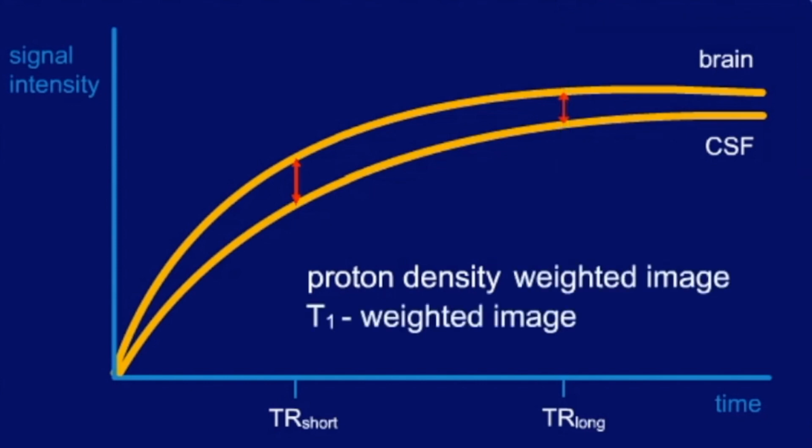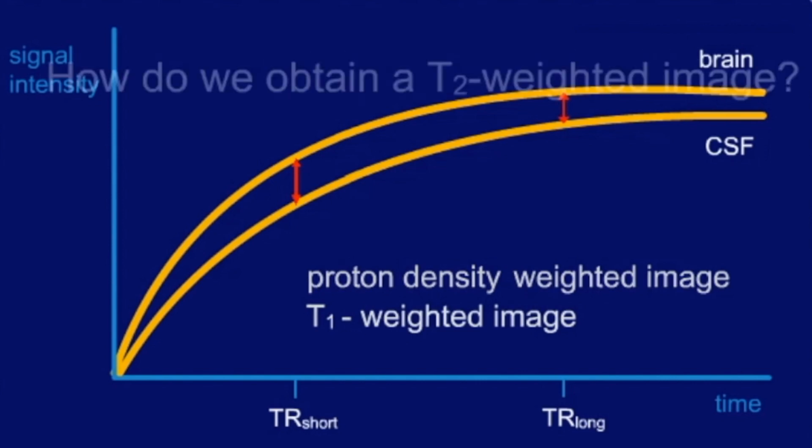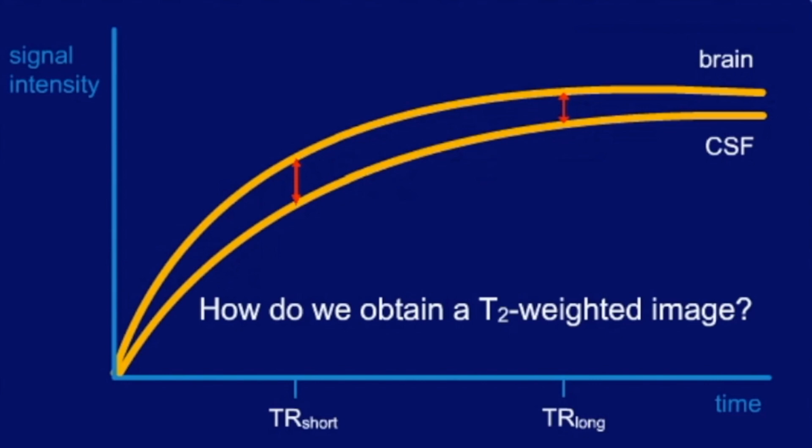Now we have heard about T1 and proton density weighted images. How do we obtain a T2 weighted image? This is a little more difficult to understand.